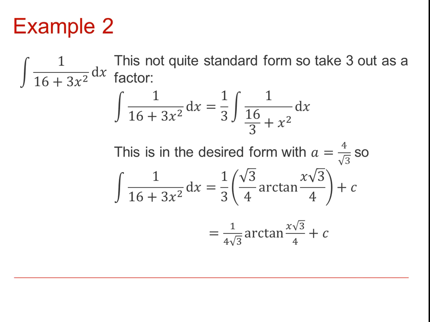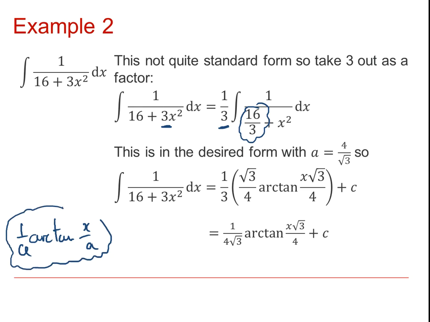So just looking through this again, we needed to factor out the 3 to give us 1/3 outside the integral. But once we've done that, then the value here is equal to a squared, so therefore a is 4 over root 3. The formula that we were using was that we wanted 1 over a of arctan x over a, where a was equal to 4 over root 3, so 1 over a is root 3 over 4.